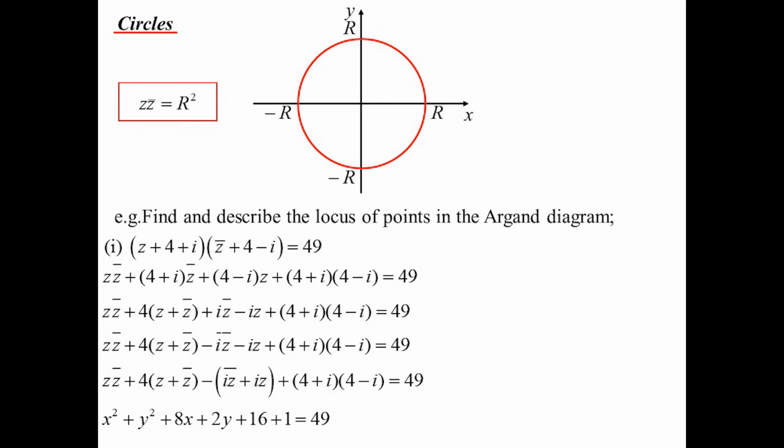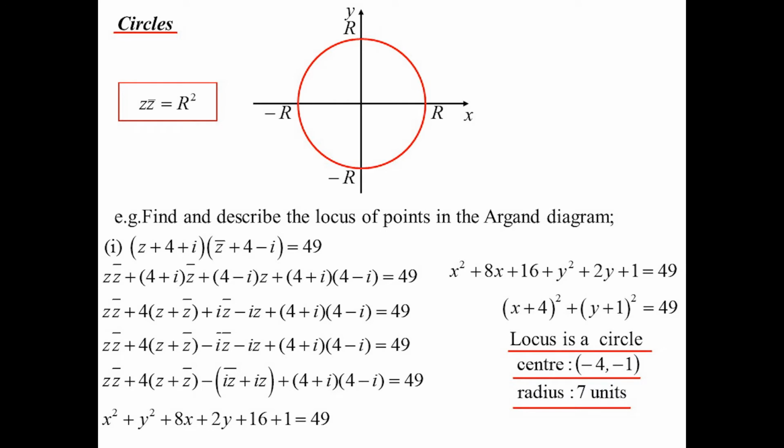We've now got something that hopefully we recognise to be a circle, because you will notice the power of x and y is 2 in both. And if I tidy all that up, we want to complete the square on the x's, complete the square on the y's, and there it is. X plus 4 squared plus y plus 1 squared is 49. So we've got a circle, centre minus 4, minus 1, radius of 7.